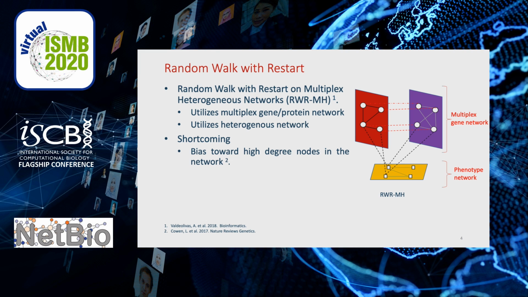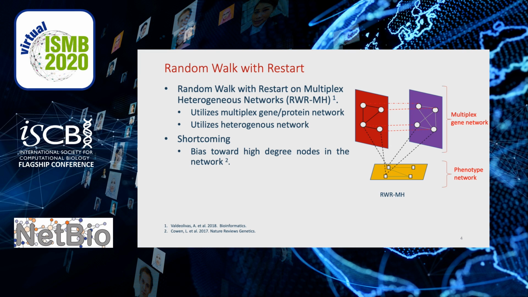It is multiplex because random walk can utilize multiple layers of gene networks, as shown in the upper part of the figure. The circle nodes in the upper part show the genes, and one layer could be a co-expression layer, the other layer could be a PPI layer. It is heterogeneous because random walk can utilize a phenotype layer, shown on the lower part of the figure. Here those square nodes are phenotype nodes, so this layer could be, for example, a disease similarity layer.